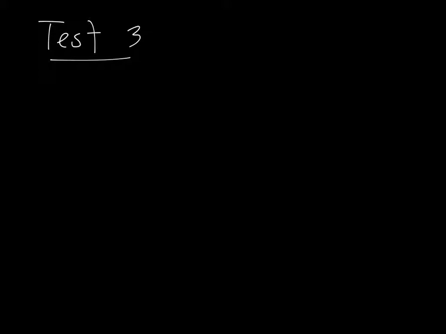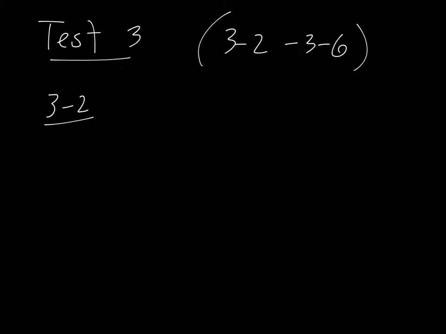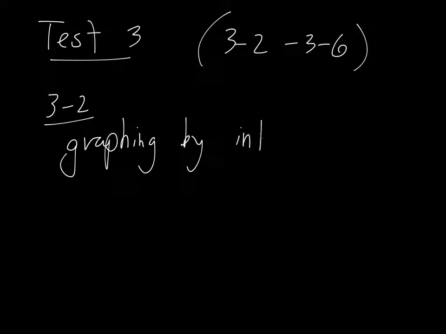What technique was it? So this is 3.2, right? Anybody remember? We looked at only one technique in section 3.2. It's the simplest of them all. Morgan. Exactly, the x and y intercepts. So in 3.2 we did an example of graphing by intercepts.